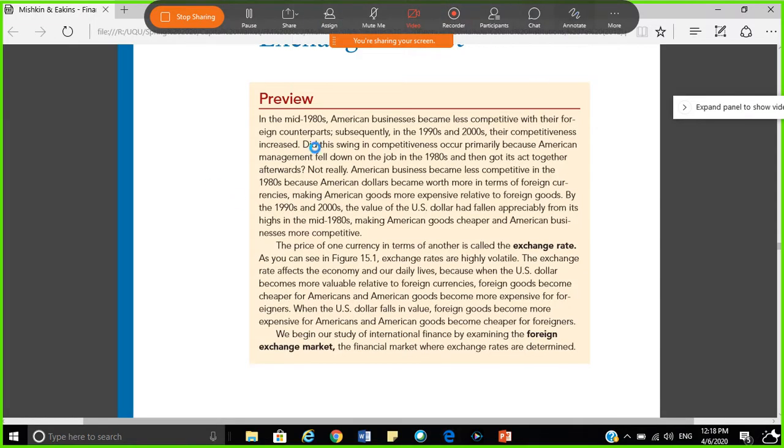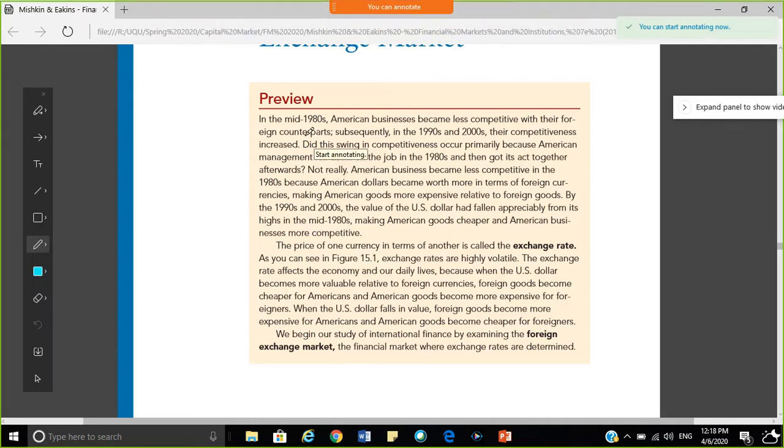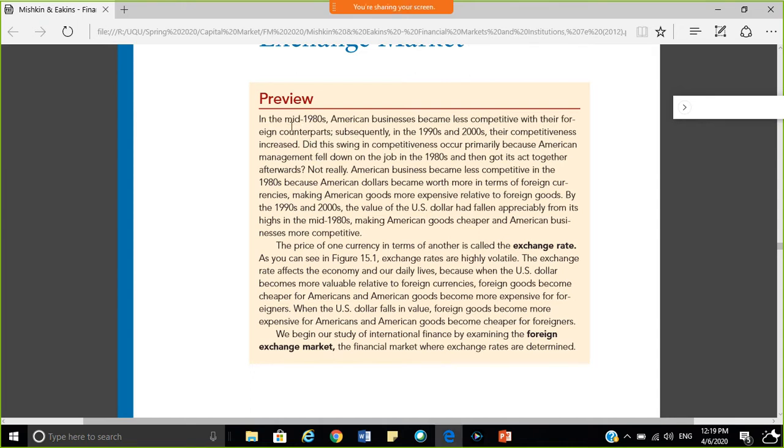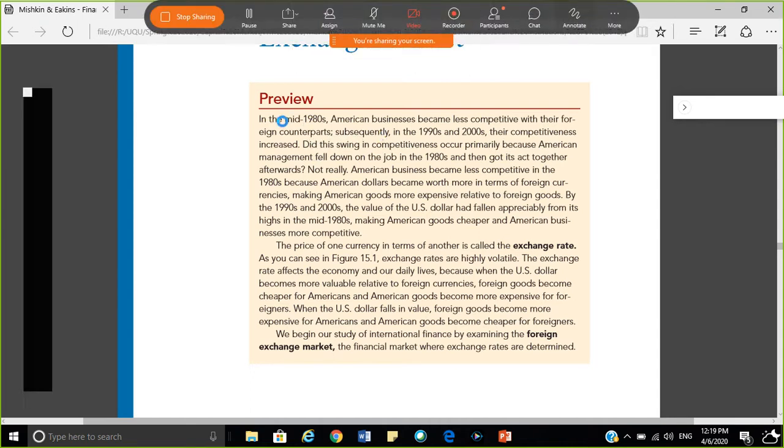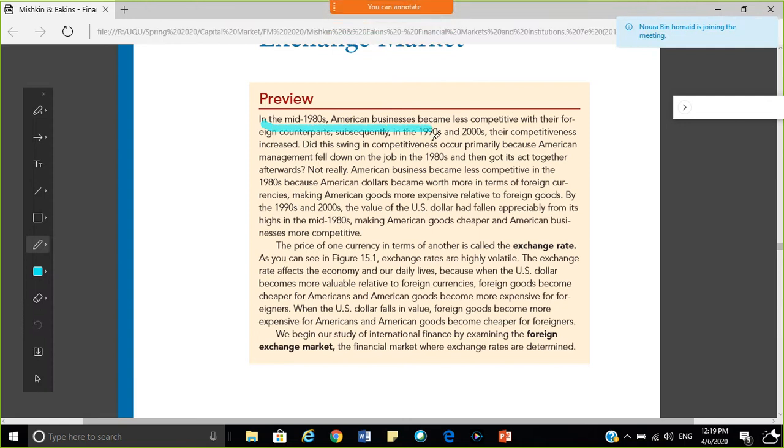Okay. So here is the preview of the book regarding the chapter on foreign exchange market. Let's start reading this. In the mid 1980s, American businesses became less competitive with their foreign counterparts. Subsequently, in the 1990s and 2000s, their competitiveness increased. So the question is, what happened in the mid 1980s? The American businesses were not doing well. Their profitability went down. But in the 1990s and 2000s, it increased.